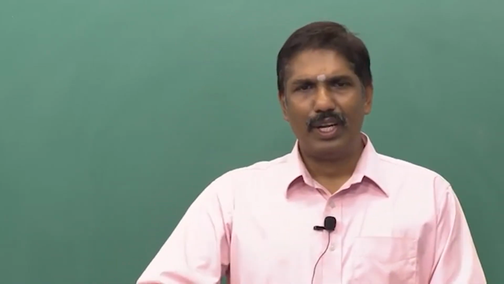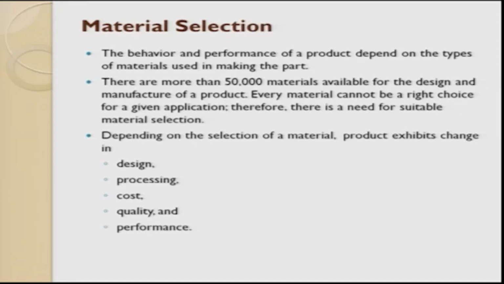So here, the behavior and the performance. Performance is how good the product performs or how happy is the customer. So performance of a product depends on the type of material used in the product. There are more than 50,000 materials available for design and manufacturing of a product today. The spectrum is very large.